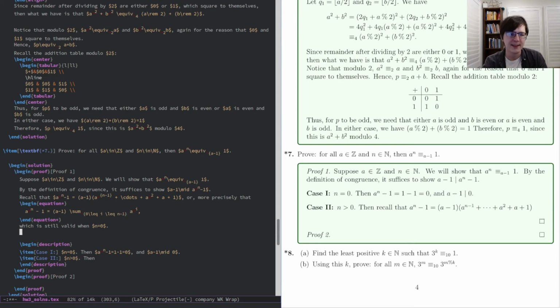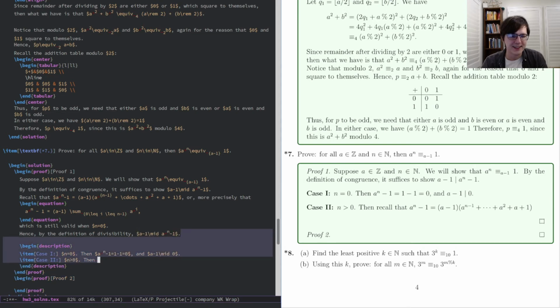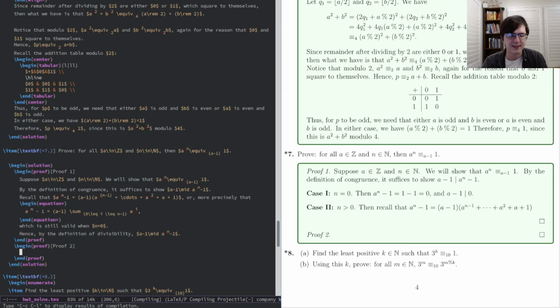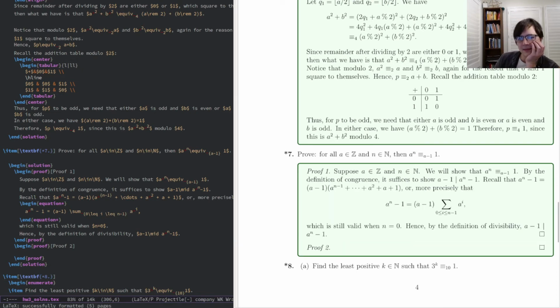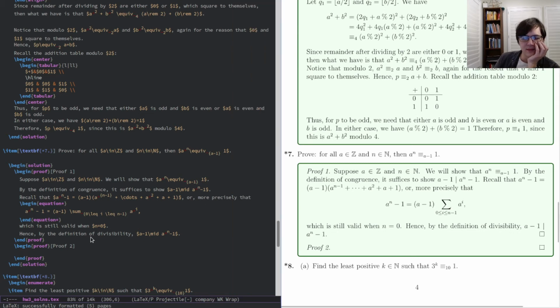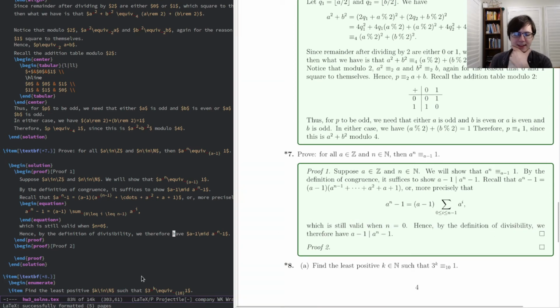So, what's the point? Well, hence, by the definition of divisibility, we've shown what we wanted to show. A lot to say about nothing. Let's add a "we have." I want to push this to the next line, so I just added some words.